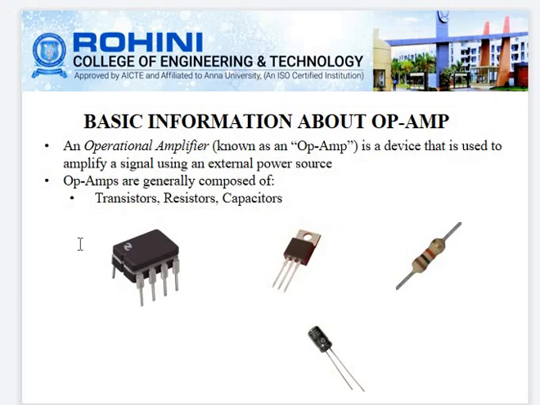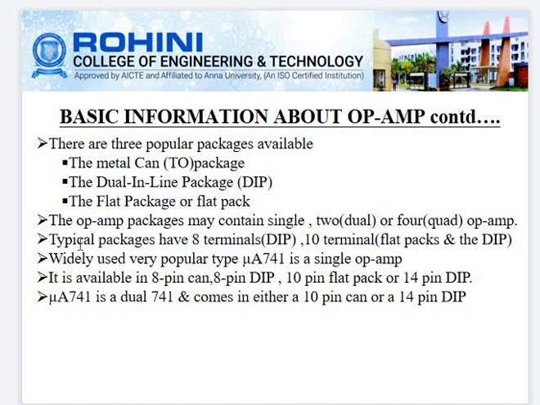An operational amplifier, also known as op-amp, is a device that is used to amplify a signal using an external power source. Op-amps are generally composed of transistors, resistors and capacitors. There are three popular packages available: the metal can TO package, the dual inline package, that is DIP, and the flat package or flat pack. The op-amp packages may contain single, dual (two) or quad (four) op-amps. The typical packages have 8 terminals, that is an 8-terminal dual inline package, or a 10-terminal flat pack and dual inline package.